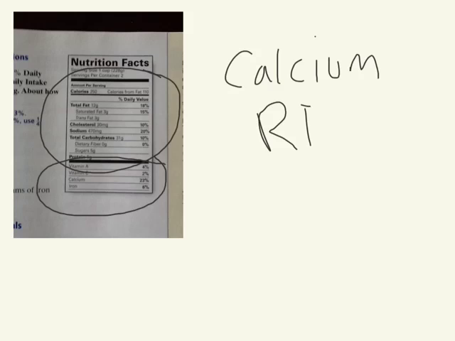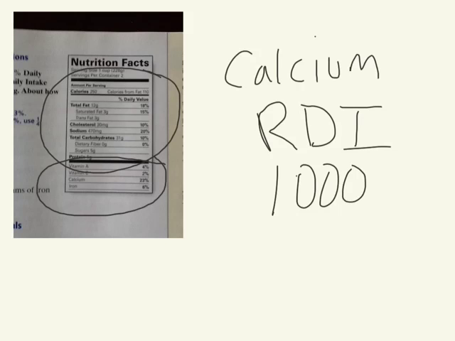The RDI says you should consume 1,000 milligrams of calcium. Now, if we were to look at our label here, it shows us that we consume 23% of our calcium in this product that we're supposed to have each day. So if we want to know how much calcium we're actually consuming, what we can do is a little bit of rounding here.